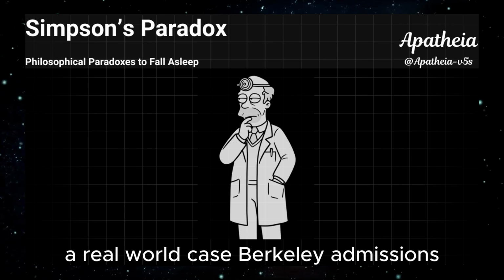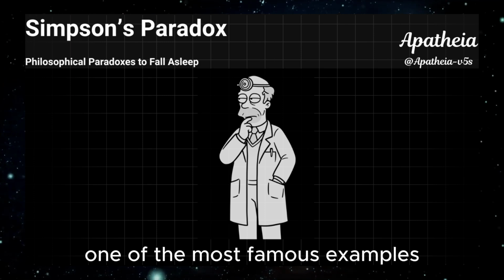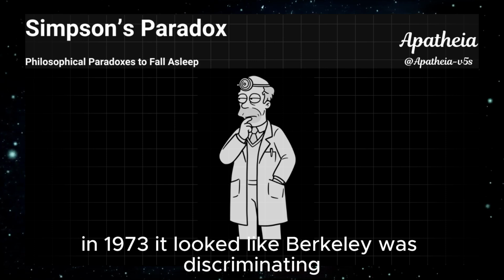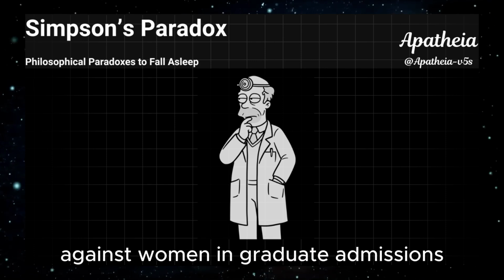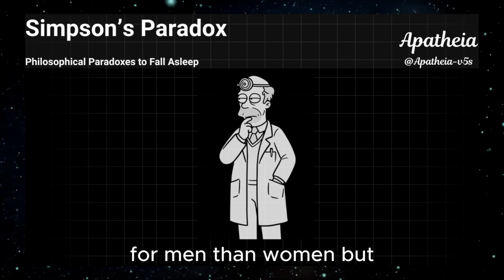A real-world case: Berkeley admissions. One of the most famous examples comes from the University of California, Berkeley in 1973. It looked like Berkeley was discriminating against women in graduate admissions. The overall admission rate was higher for men than women.